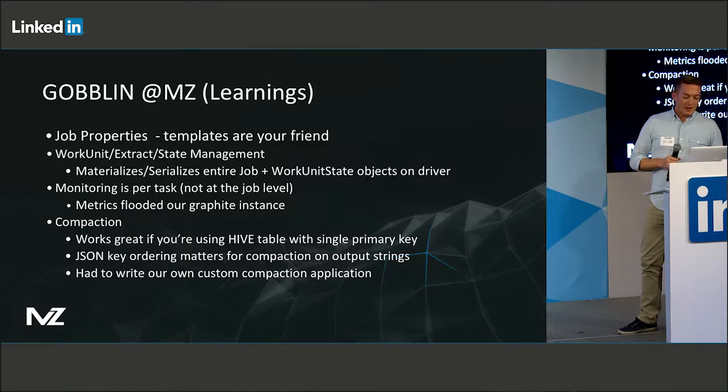And then a note about compaction. It works great if you're using Hive tables with single primary keys, or if JSON key ordering matters, if you're writing out to JSON. So we had to write our own custom compaction application. This is because we had a single ad performance table that was pulling in with multiple different primary keys from all the different data sources. So we had to write an application to basically support partial merges for that.